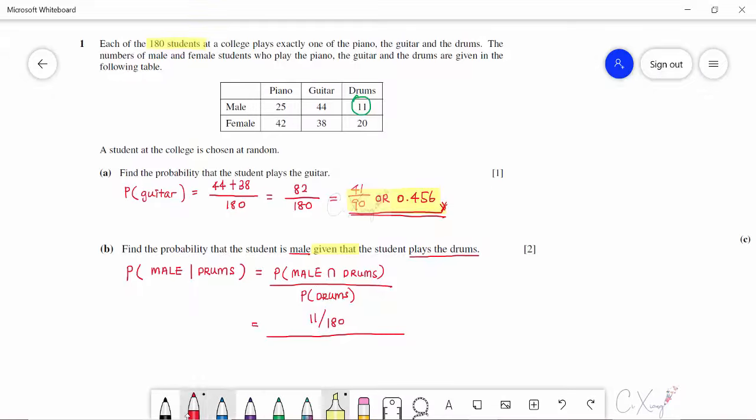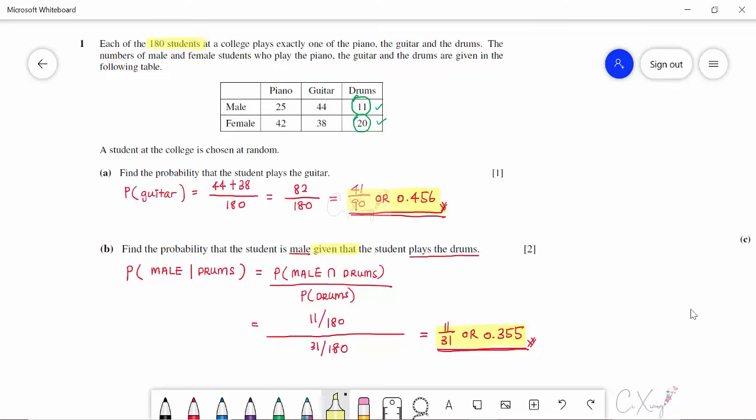All the students who are playing drums should be included. So both male and female should be included in the number of students who play drums. So it should be 11 plus 20, and therefore you get 31. So you have 31 over 180. If you further simplify it, you'll get 11 over 31, or you can change it to three significant figures, which is 0.355. So this is what we have for part B.